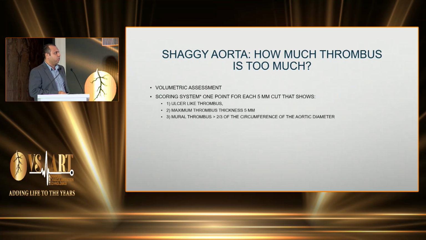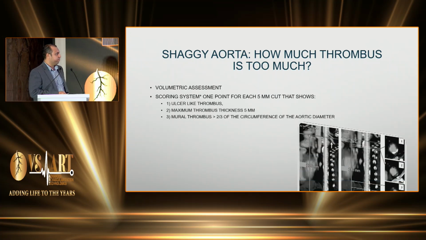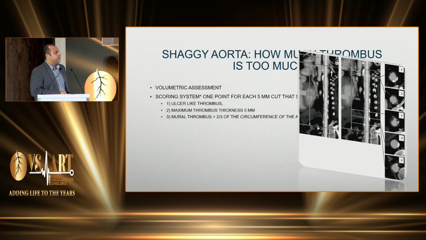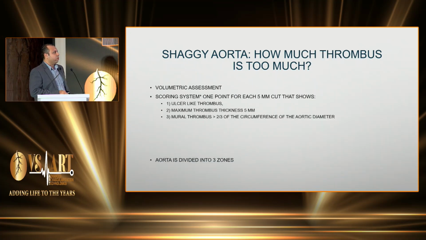It works by getting a 5mm cut CT scan of the whole aorta from the arch down to the iliacs. Each 5mm slice is assessed, and if it fulfills the three terms of having ulcer-like thrombus over 2/3 of the circumference with debris and a maximum thrombus thickness of at least 5mm, then it's counted as a 1 Shaggy score. This is how it's supposed to look when you're doing the scoring.